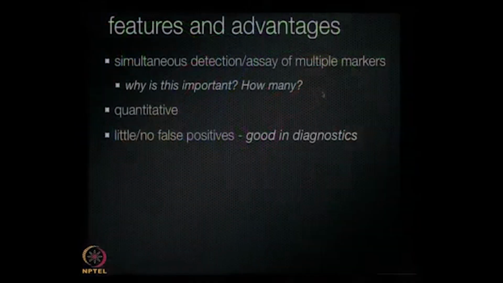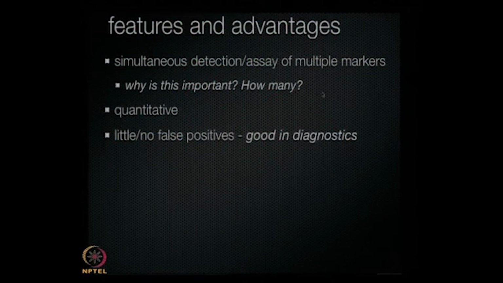So just to summarize the features and advantages, we actually talk about being able to detect more than one at a time simultaneously. Of course, the question is, why would you want that, and how many is a good number? And that really depends on what project you're engaged in. But usually, based on your experience in the field, for diagnostic purposes, what do you feel will be a good number in terms of how many one needs to measure simultaneously?